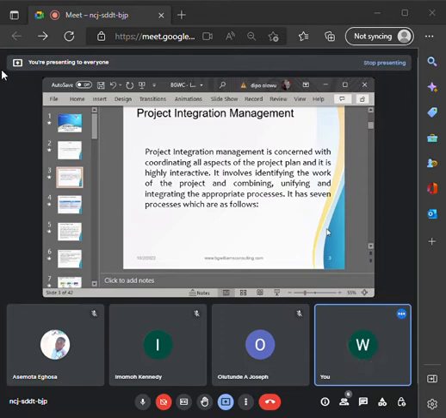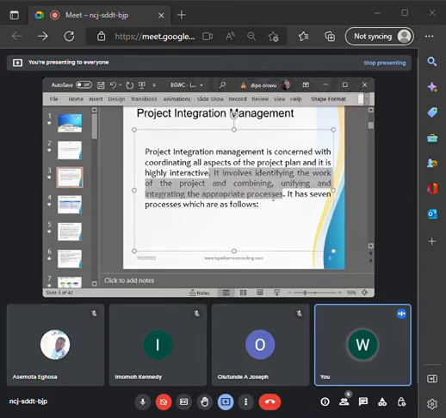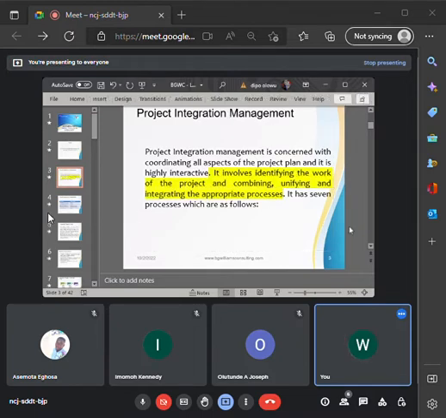And that is why they define it in their own terms, in their own plenty grammar. This is how PMI defines project integration management, as you can see on the screen: it involves identifying the work of the project and combining, unifying, and integrating the appropriate processes.